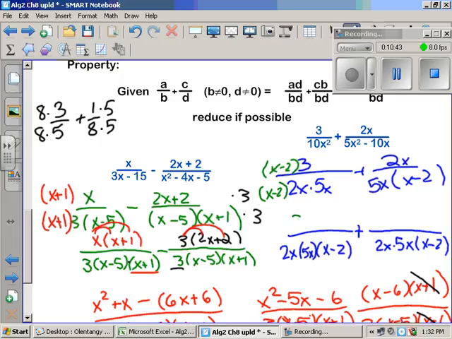Okay, so that gives me 3 times x minus 2 on the top. What do I have to multiply this denominator by to get this? 2x. So this becomes 4x squared. Okay? I know, it's a lot.